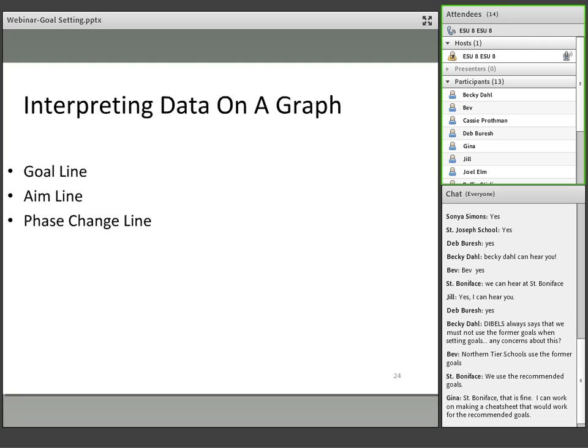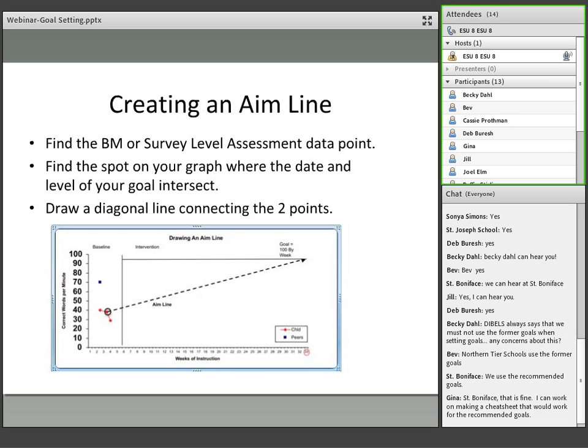So again, the really key pieces of information that we want to make sure are on your graph are the goal line, the aim line, and the phase change line. So to create the aim line, you will go from your starting point, which most of the time is going to be the most recent benchmark. So you're going to find the benchmark point, or if you have more data like a survey level assessment, you would put that there as well.